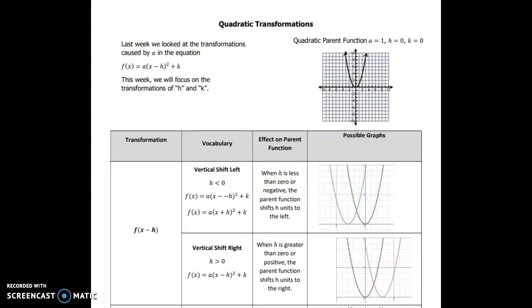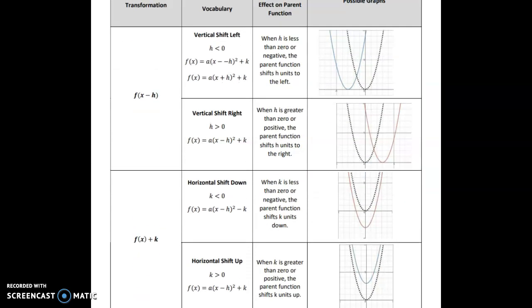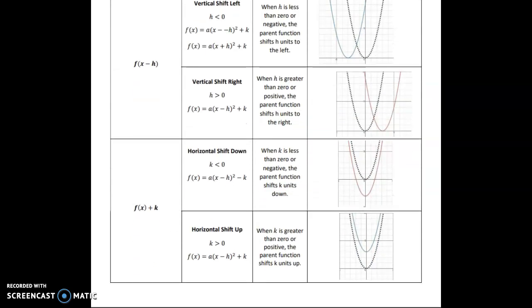So the first thing that we're going to look at is h. We are going to go to the left if our h value is less than 0. This gets a little bit tricky because the negative is already in the formula. So we have a times x minus h squared plus k, and we all know that two negatives make a positive, and that's what's happening here.